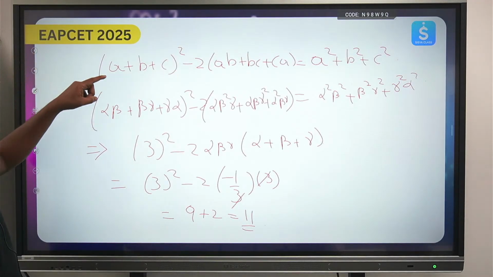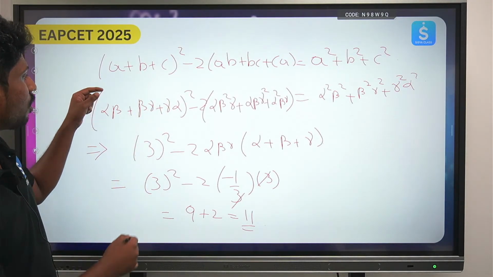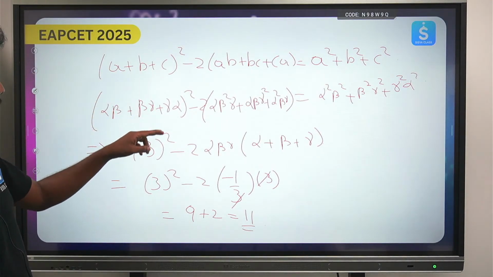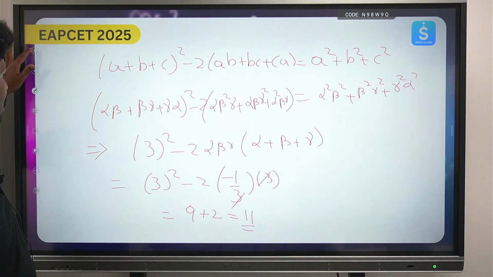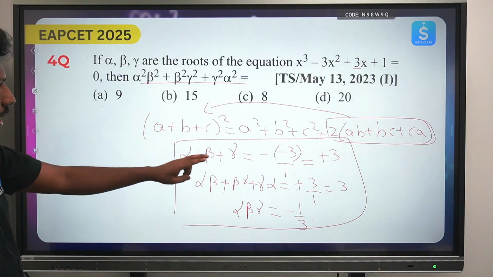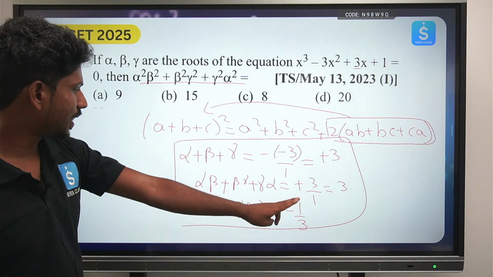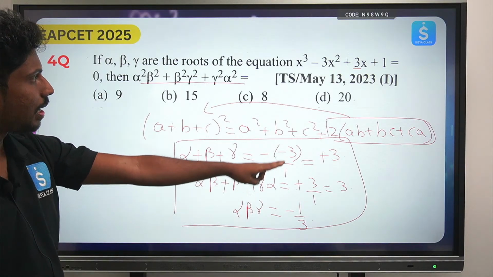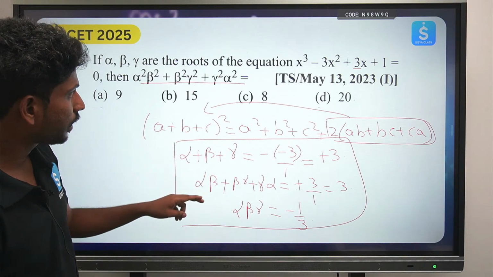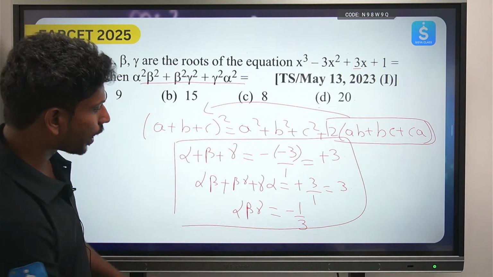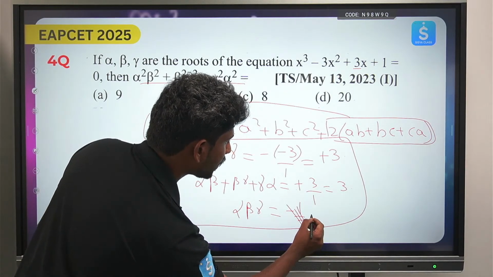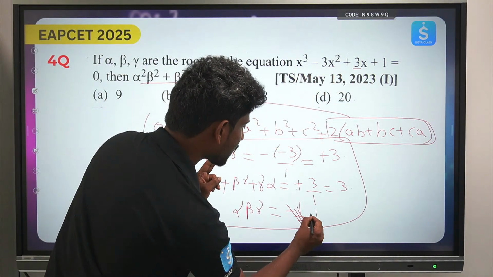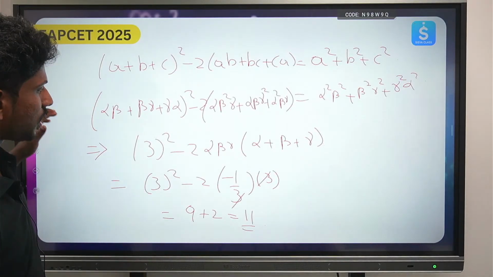Once again, let me just see this. (a plus b plus c) whole square equals a square plus b square. Alpha beta, beta gamma, gamma alpha. So this is 3 square, which I got from the previous equation. Alpha beta gamma is minus d by a, so this will become just minus 1. Here is a small sign mistake.